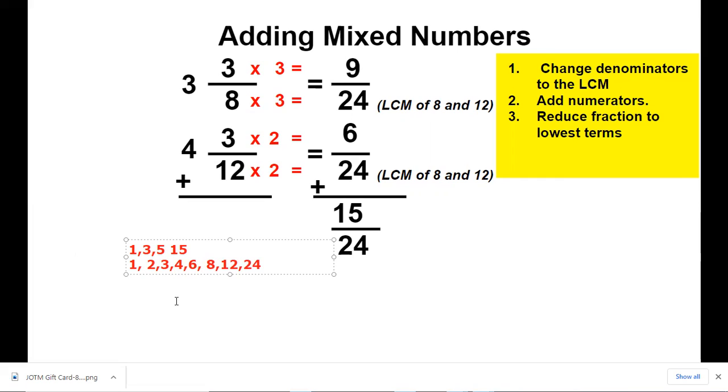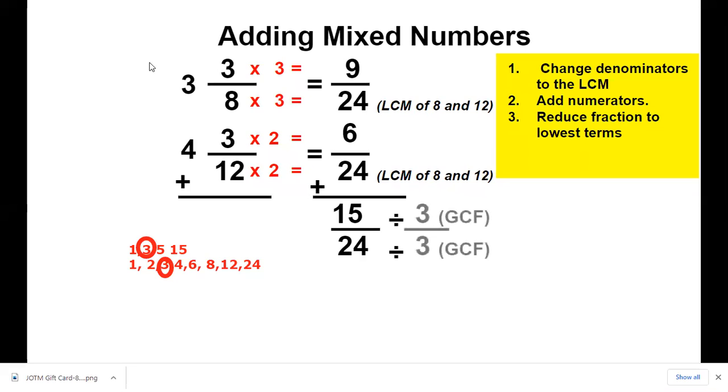So now we find the greatest common factor. What's the greatest? We have 1s, we have 3s. Looks like it's going to be 3. 3 is the greatest. So we're going to divide the top, 15, by 3. We're going to divide the bottom, 24, by 3. So 15 divided by 3 and 24 divided by 3 is going to give us 5 on top and 8 on the bottom.